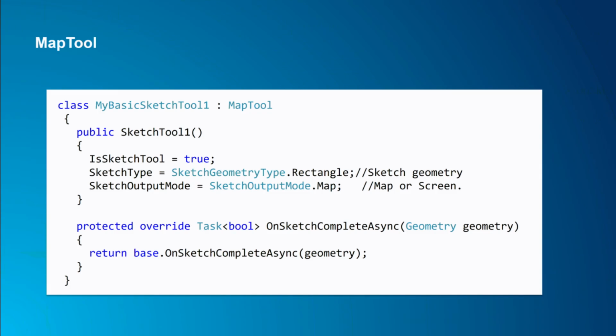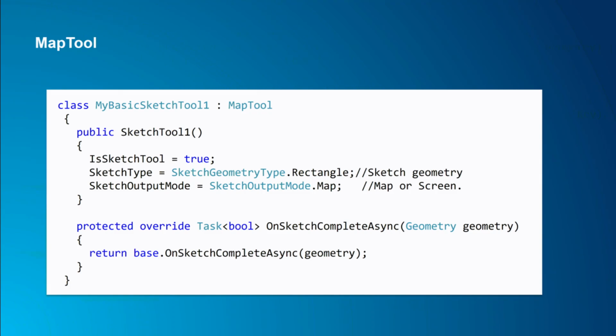What this indicates is that this sketch tool will actually sketch something on the screen as you use it. Then we select the sketch type, which in this case is a rectangle, and then the sketch output mode, which by default is map. It can be map or screen. I'm going to explain that in a little bit when we go through one of the samples.